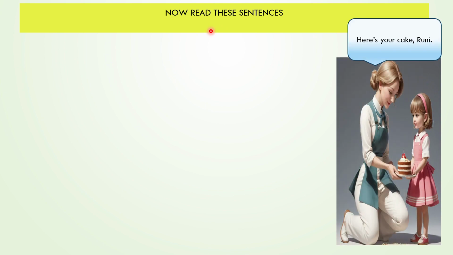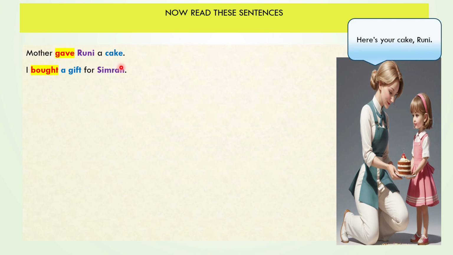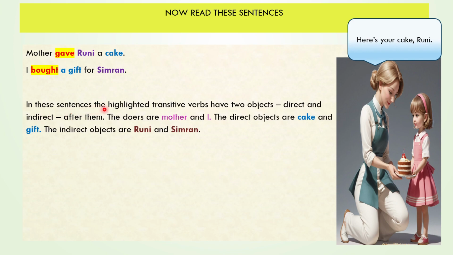Now let us read these sentences. So here's mother telling, here's your cake, Rooney. Mother gave Rooney a cake. I bought a gift for Simran. In these sentences, the highlighted transitive verbs have two objects, direct and indirect, after them. The doers are mother and I. So who are the people doing the things? Mother and I. The direct objects are cake and gift.